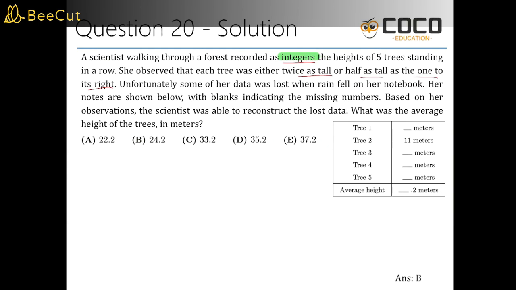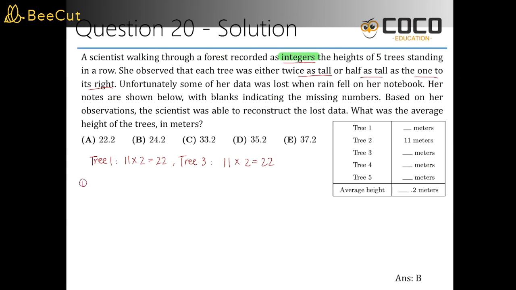So they want us to fill in the missing data here. First, we can figure out that tree 1. For the height to be a whole number, it cannot be 11 over 2. 11 divided by 2, this is 5.5. So that's not a whole number, so it can only be 11 times 2. This is 22. Then for tree 3, this one by the same rationale is 11 times 2, 22. It cannot be 5.5.